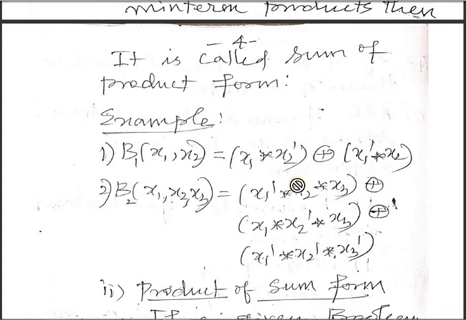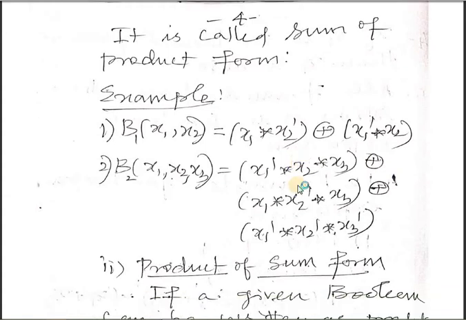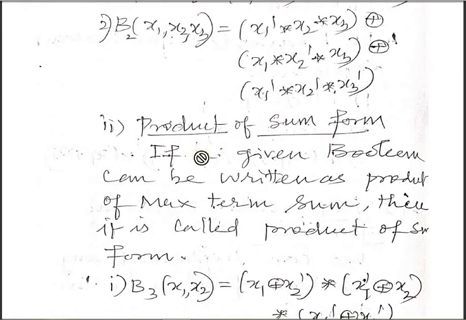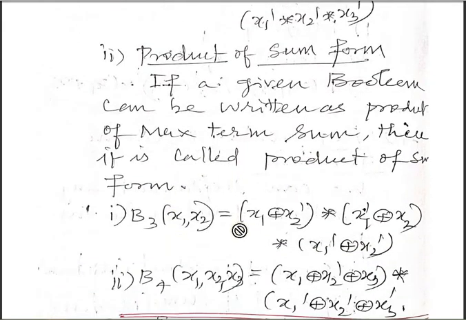Another form I was telling you about just before is the product of sums form. If a given Boolean function can be written as a product of sums or maxterm sums, then it is called product of sums form. Okay, the example is here.